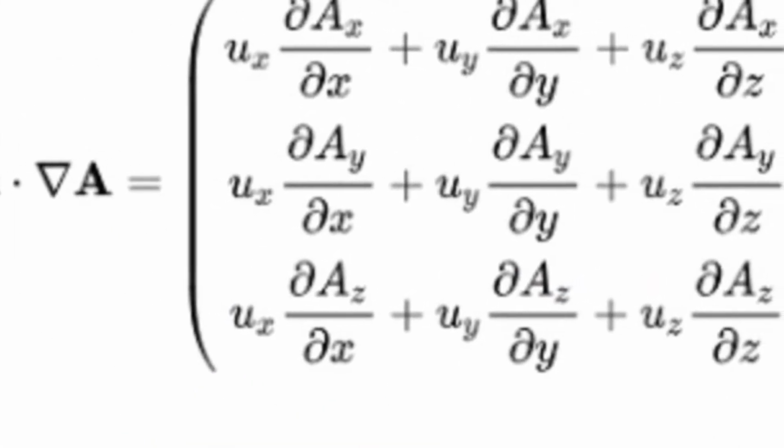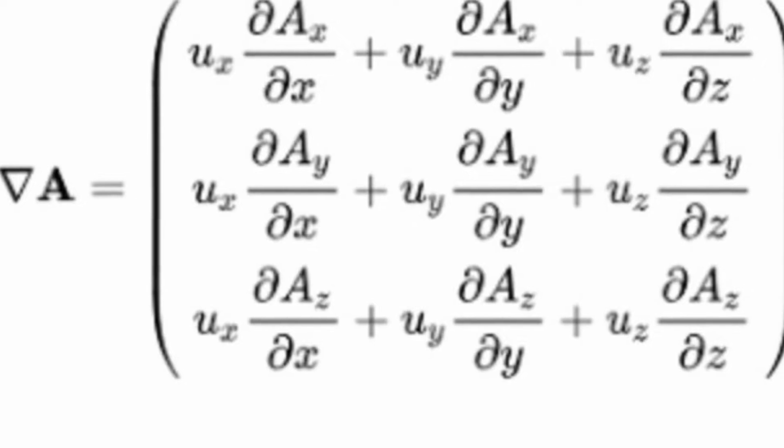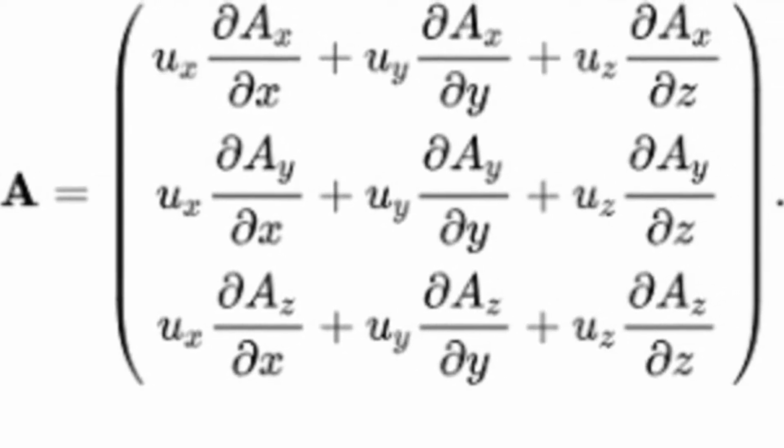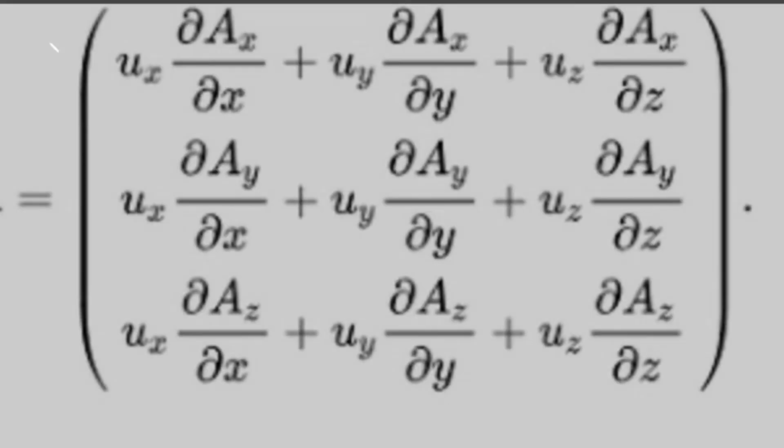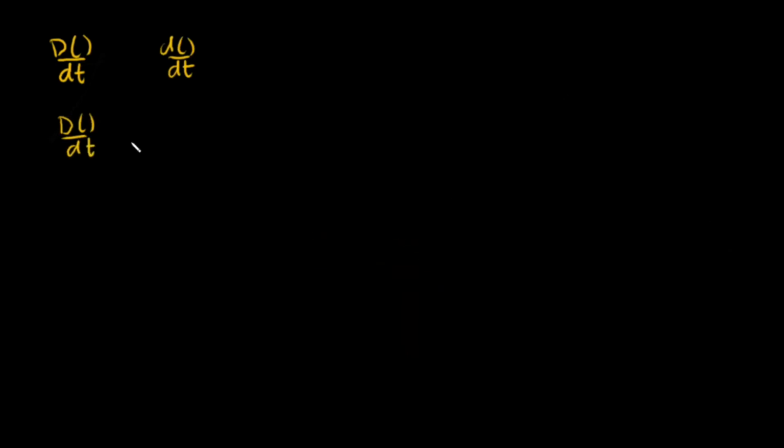There are many symbolic representations of material derivatives, so bear with me. The most popular is capital D parentheses over capital Dt, although d by dt may also be used. The quantity being differentiated goes inside the parentheses. Both representations are shorthand for capital D over Dt. I'll just refer to it as the material derivative from now on.